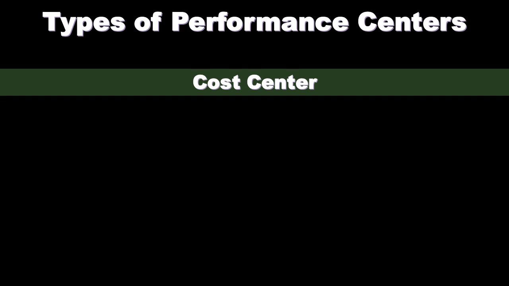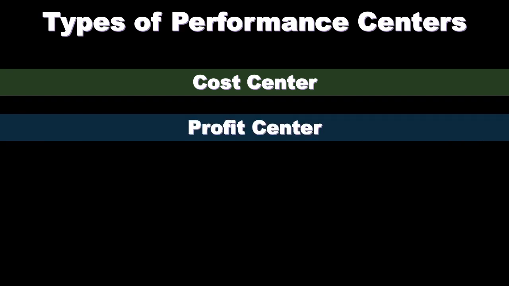These are going to be costs that are typically going to be used and necessary for the day-to-day operations of the business. Then we're going to have a profit center. This is where we do have profit in this center. There is revenue, and of course there are costs and expenses, and we can measure the performance based on the revenue less the expenses, one of the major types of measurements that we would use for a profit center.